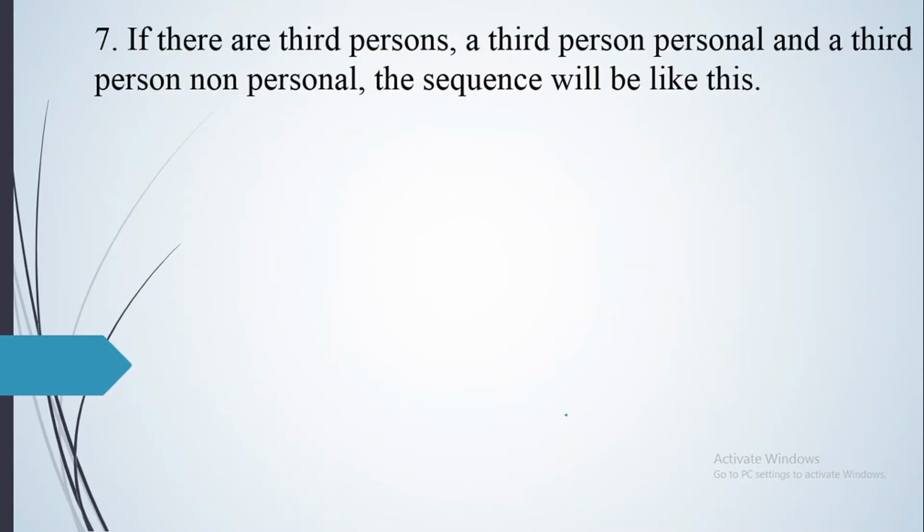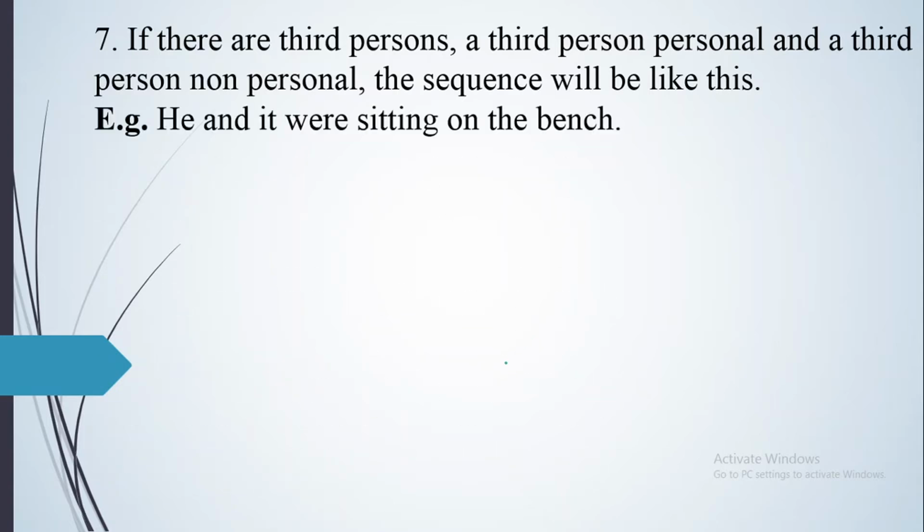If there are third persons, a third person personal and a third person non-personal, the sequence will be like this. Now what are the personal and non-personal? He is the personal and it is the non-personal. So first you will bring the personal pronoun and then the non-personal pronoun, which is not used for a person. It can be used for an animal or a thing, and in rare cases you might use it otherwise, as we have discussed in our previous lectures. So first you will bring the personal pronoun and then the non-personal pronoun.